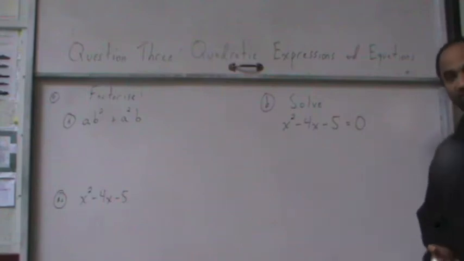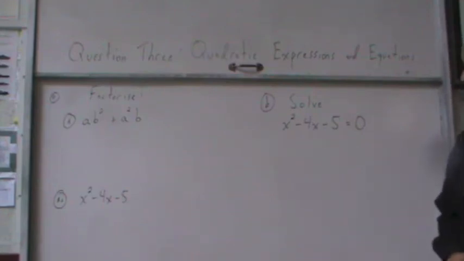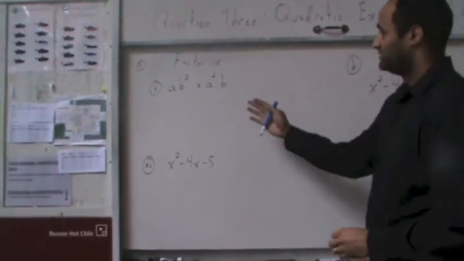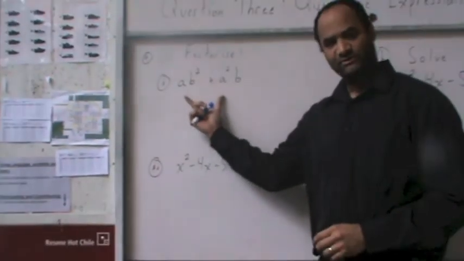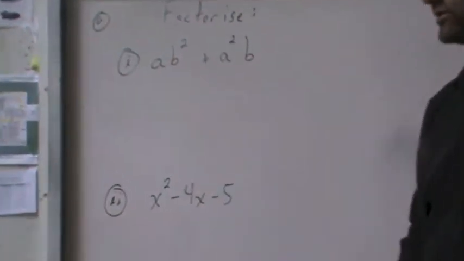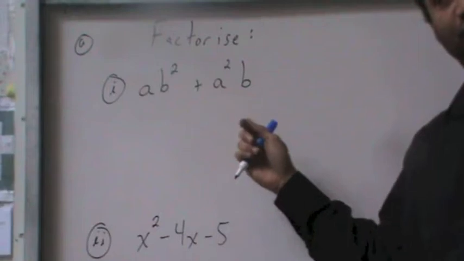This is question 3 from the 2011 mCAT exam. First thing we have to do is factorize. Especially when you've got two terms like this, generally what you're looking for is what the two terms share.